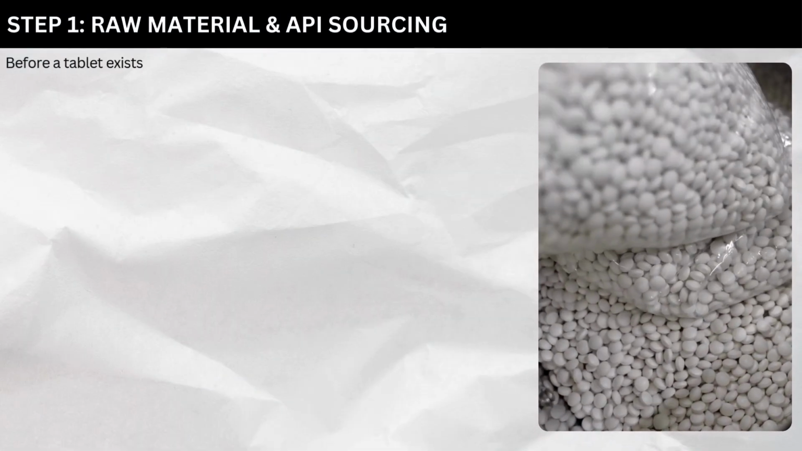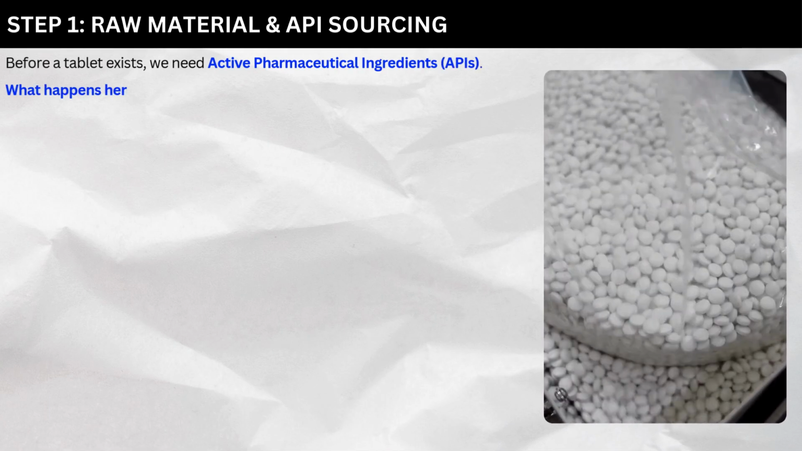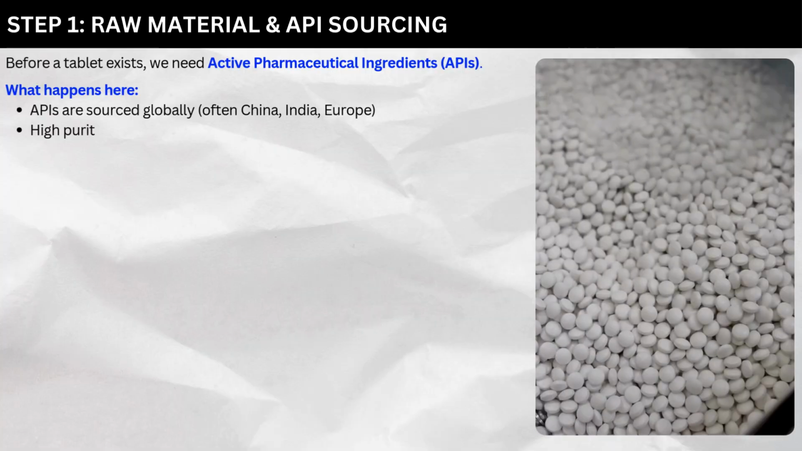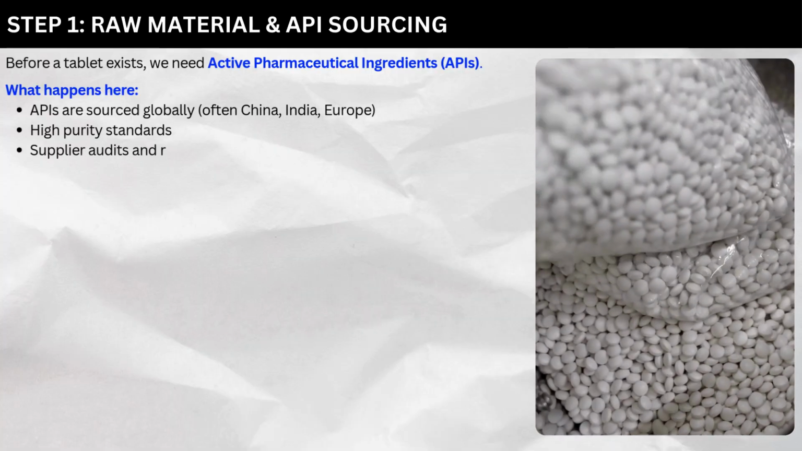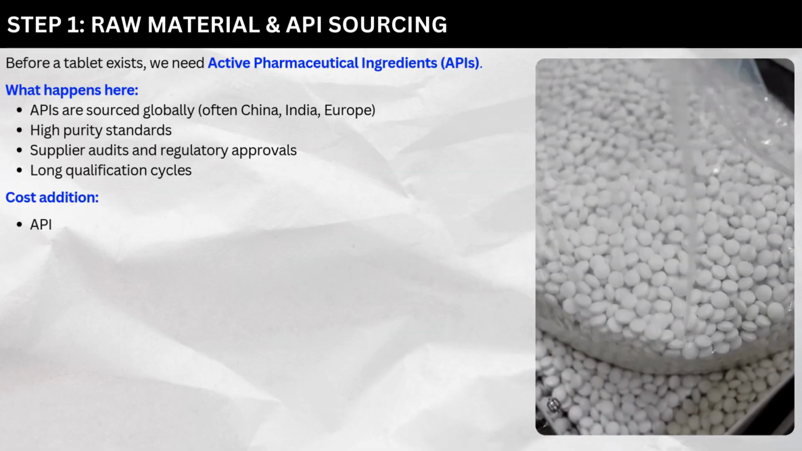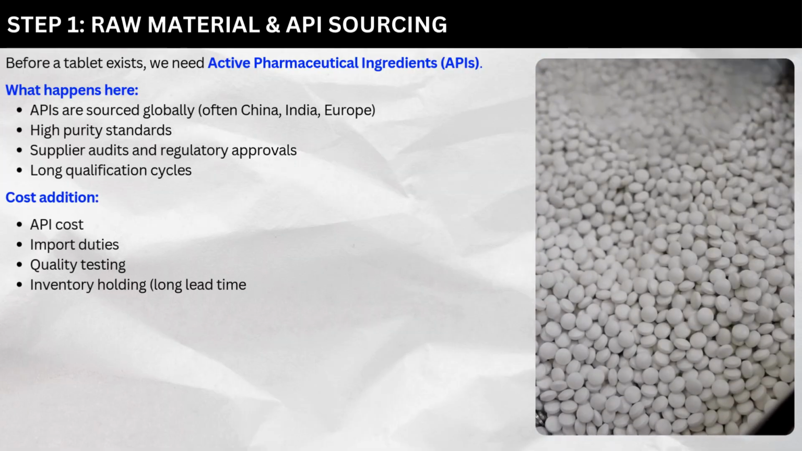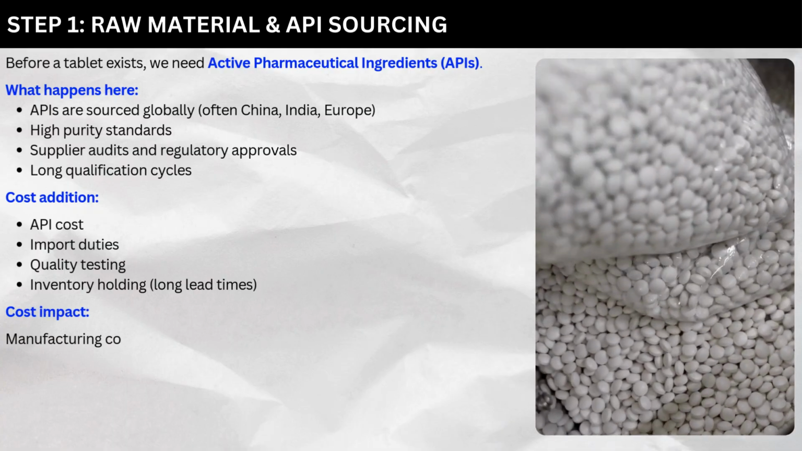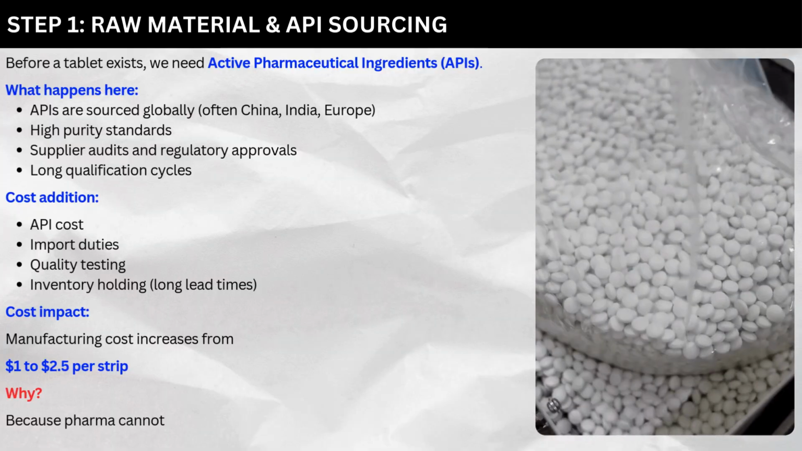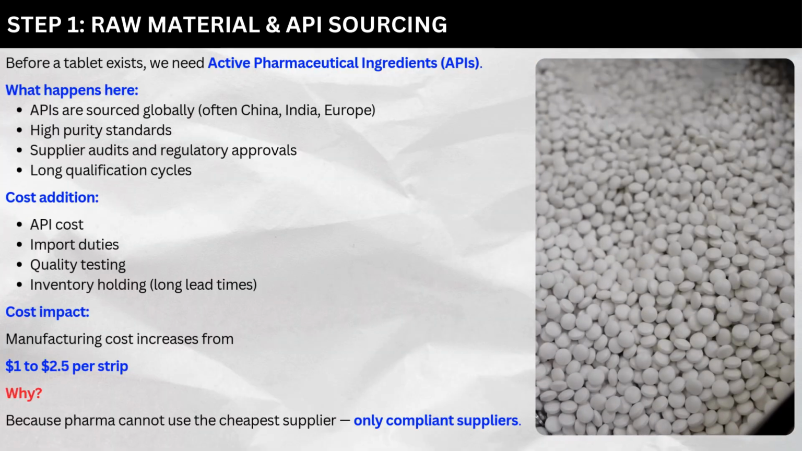Before a tablet exists, we need active pharmaceutical ingredients, APIs. What happens here? APIs are sourced globally, often China, India, Europe. High purity standards, supplier audits and regulatory approvals, long qualification cycles. Cost addition: API cost, import duties, quality testing, inventory holding, long lead times. Cost impact: manufacturing cost increases from $1 to $2.50 per strip. Why? Because pharma cannot use the cheapest supplier, only compliant suppliers.